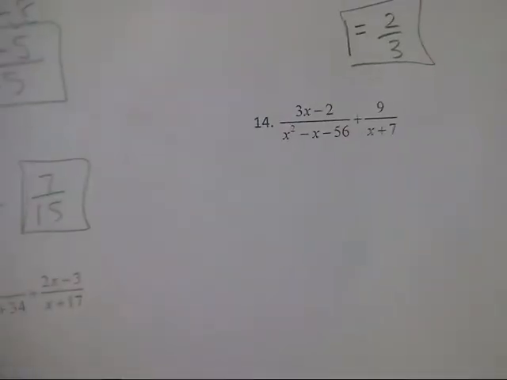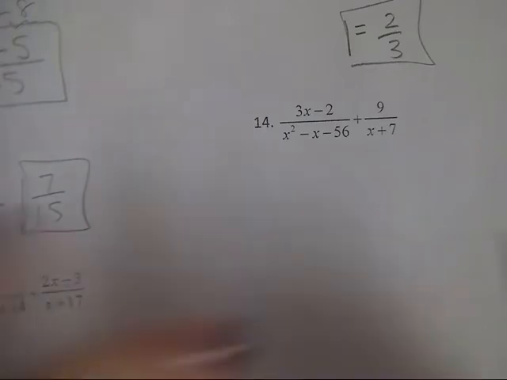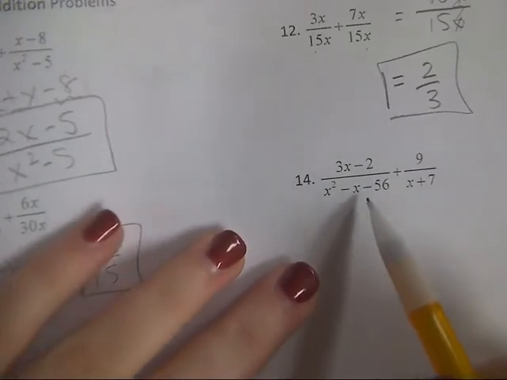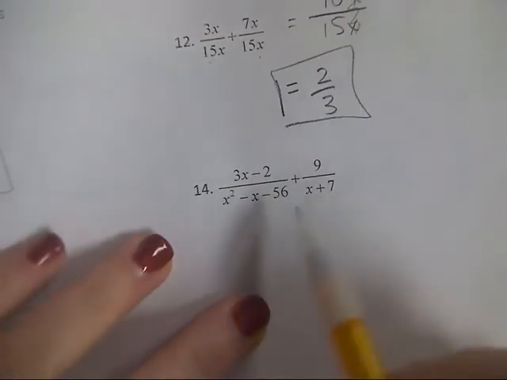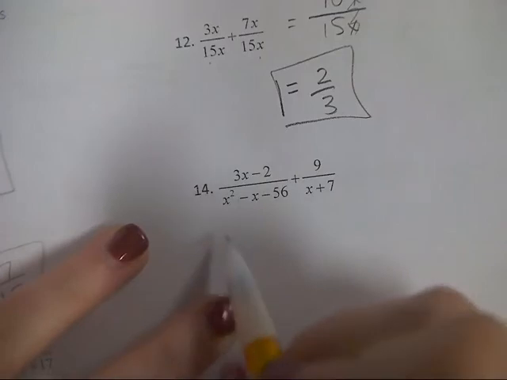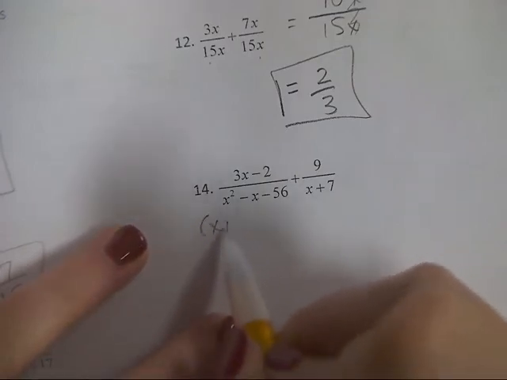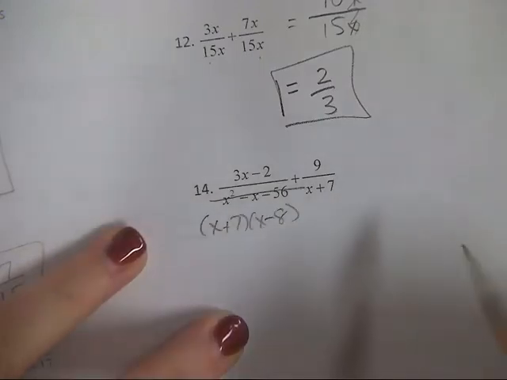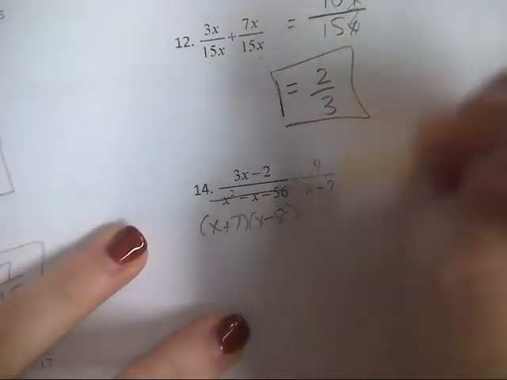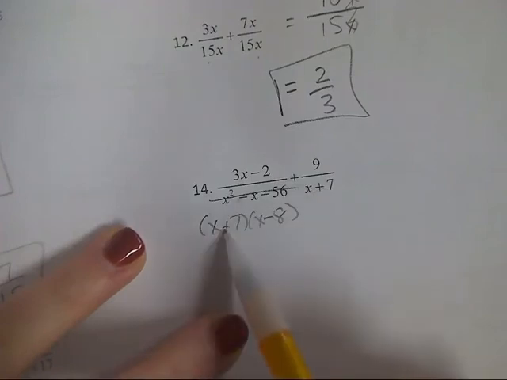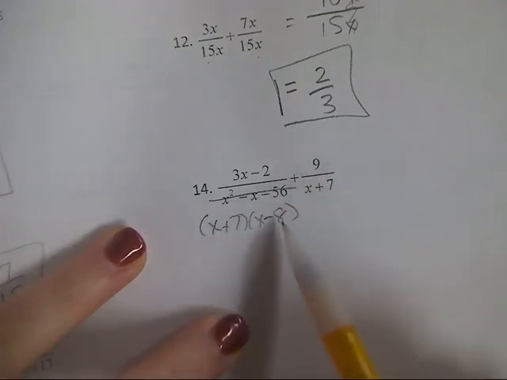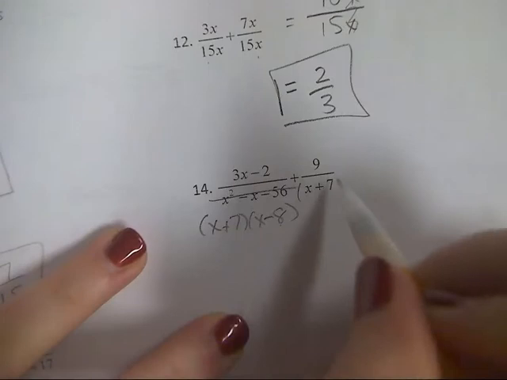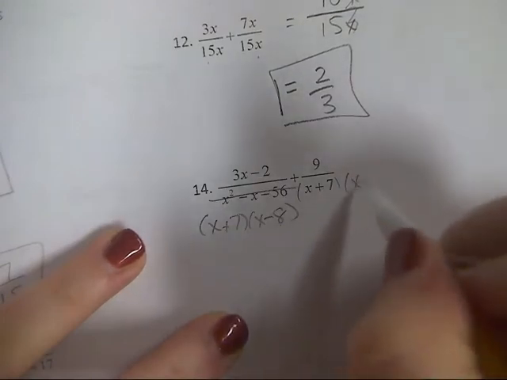Simple enough. All right, now it's going to not have the same denominators. Okay, so I need to make them the same. Right now these two look totally different, but I can factor this one, so I'm going to. This factors to be x plus 7 and x minus 8. Now I can see that both sides share the x plus 7. This side, though, is missing the x minus 8.